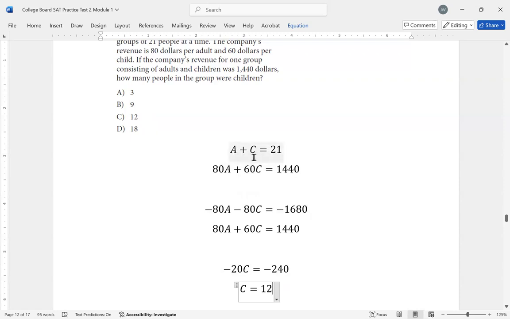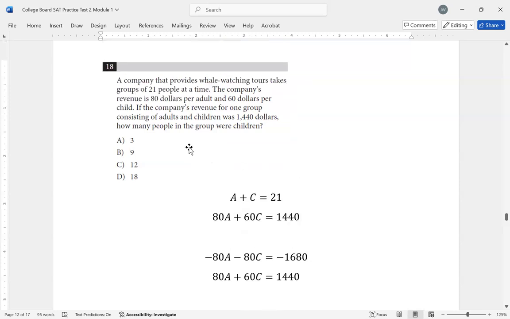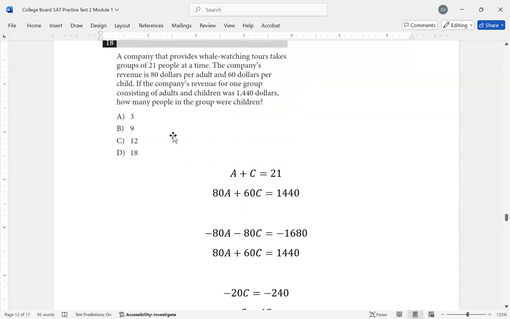would have been 9, because you could plug the 12 back in for C in that first equation and figure out my A has to be 9. And if you wanted to double check that, you could plug in 9 for A and 12 for C, and see that you ended up with $1,440. So C is the answer to question 18.